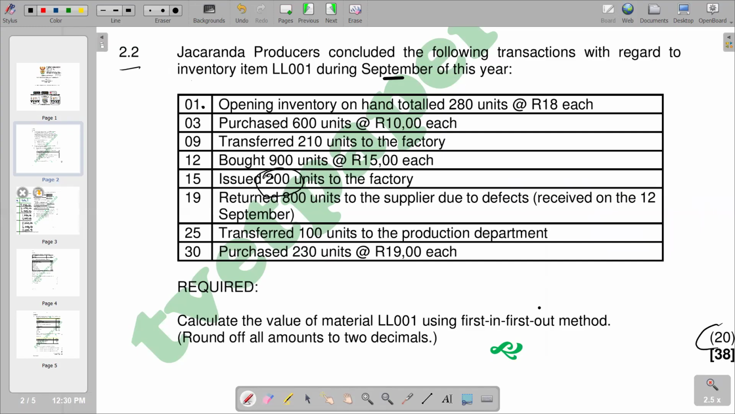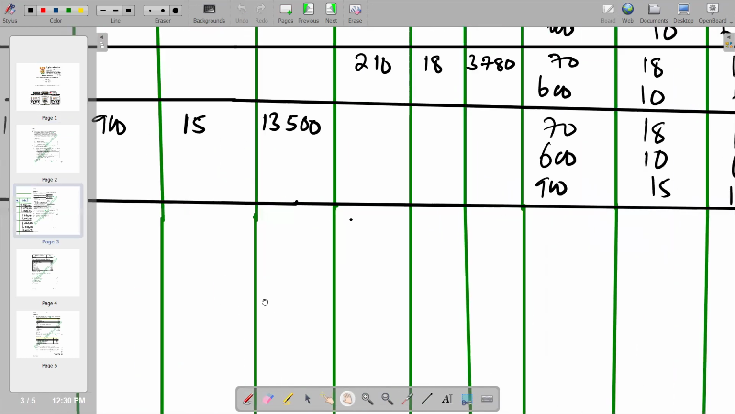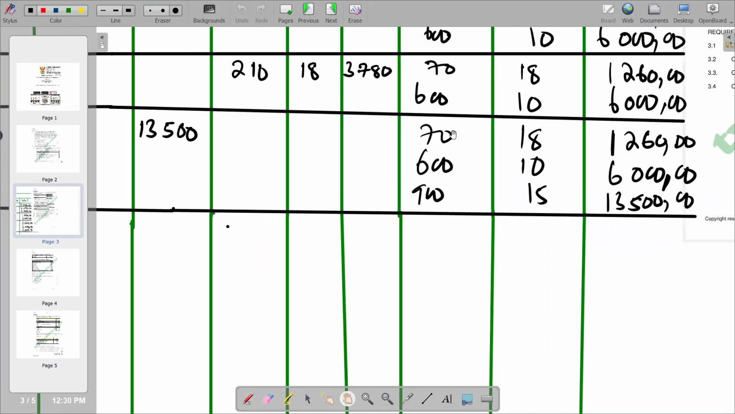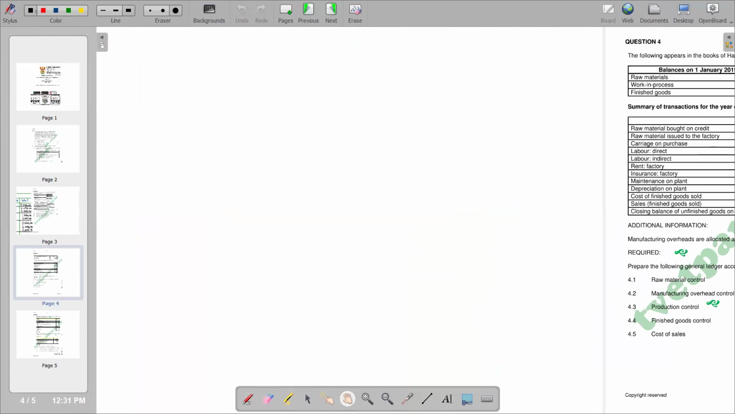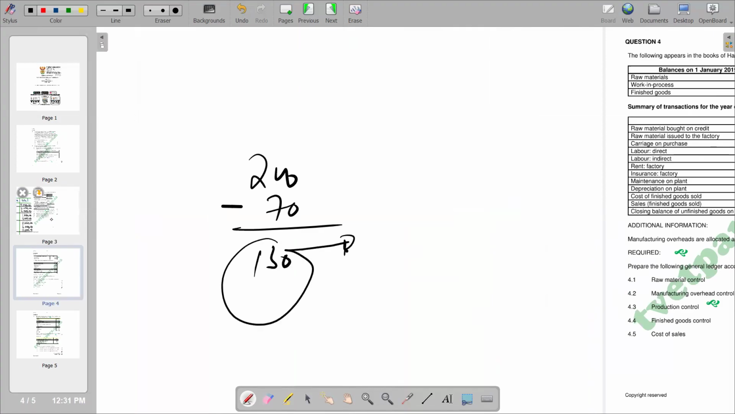So from the 200 units that are being issued, we can just check the balances that we have. We are going to start by taking 70. So out of the 200, we first take the first in. 70 is the first that we have. So we say 70 at 18, giving us 1,260. And then if we subtract now, remember it's 200, so we say 200 minus the 70 that we've already taken, we get 130. So we still have 130 that we have to issue.